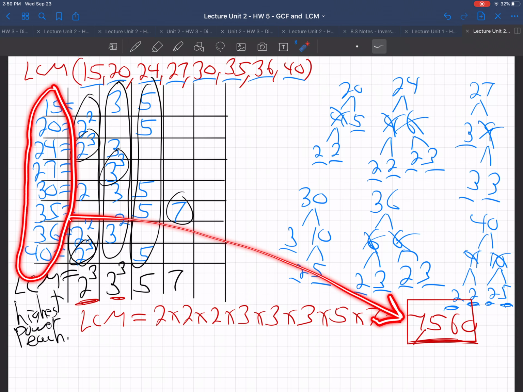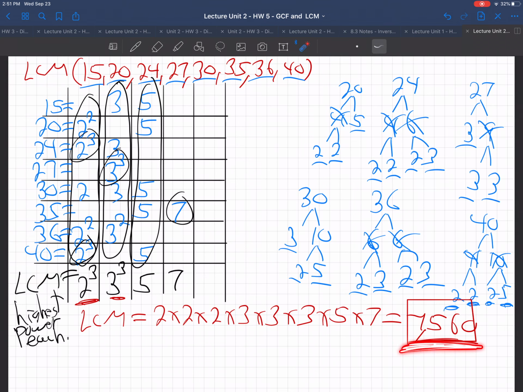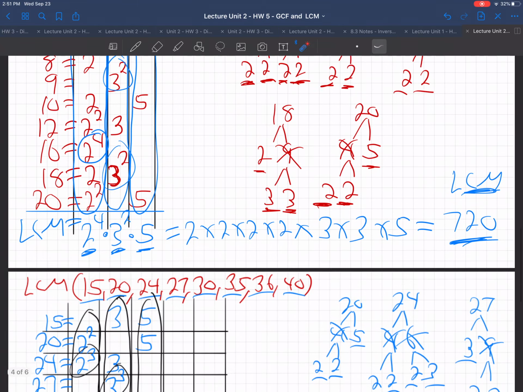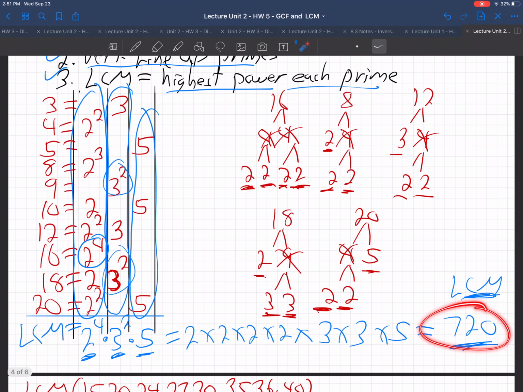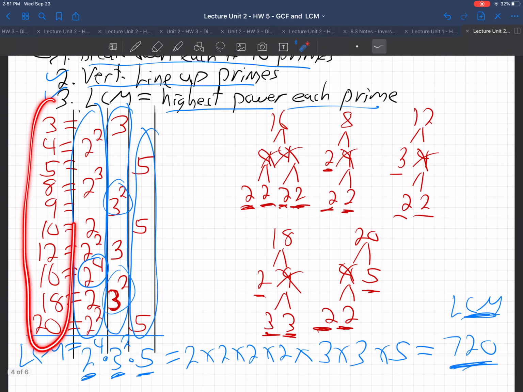If you divide 7,560 by any of these numbers, they'll all go in perfectly evenly with no remainder. In other words, the 7,560 contains all their pieces. It's the lowest number that contains all their pieces. Just like 720 is the lowest number that contains all these guys' pieces.